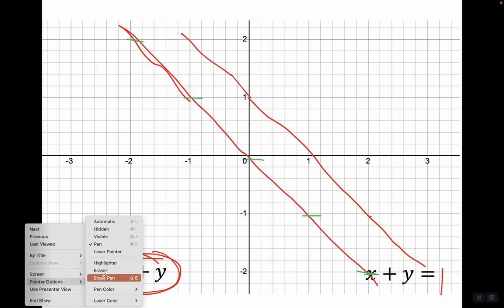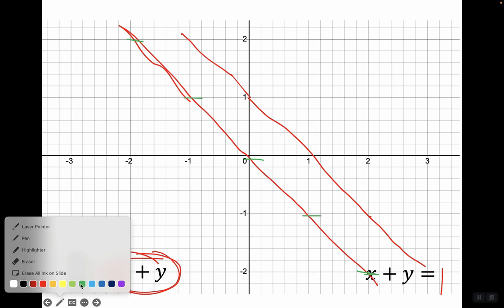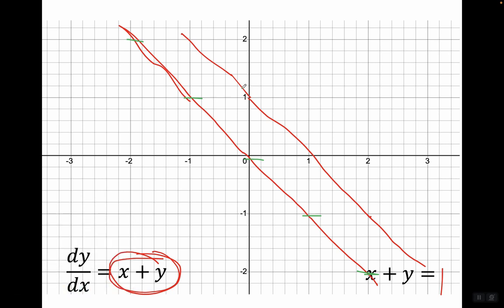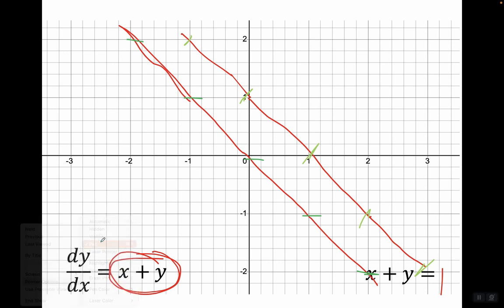So let me change this pen to green. Okay, so we want slope 1 all along here. That's slope 1, that's slope 1, that's slope 1, that's slope 1, that's slope 1. So you can see it's a lot more efficient to do this if you use isoclines. Now, I'm going to go back and we're just going to do several of them at one time. So let's switch back to the red pen.